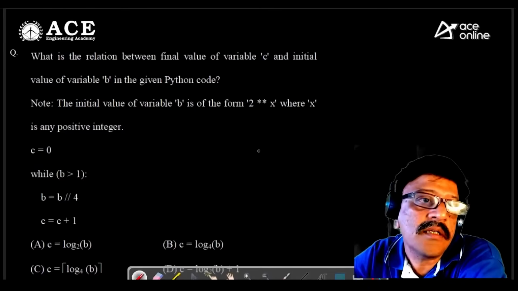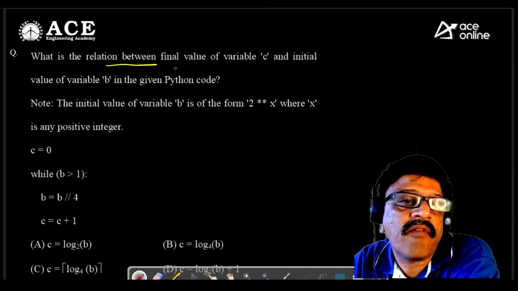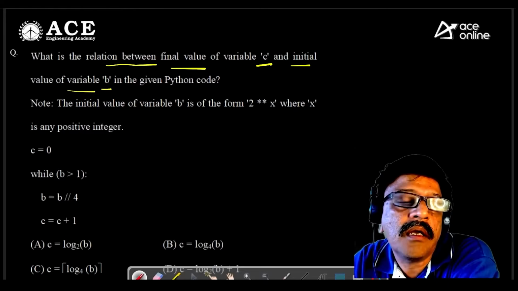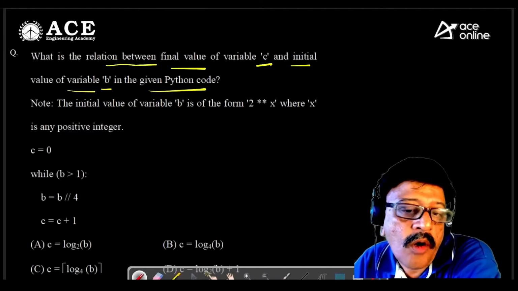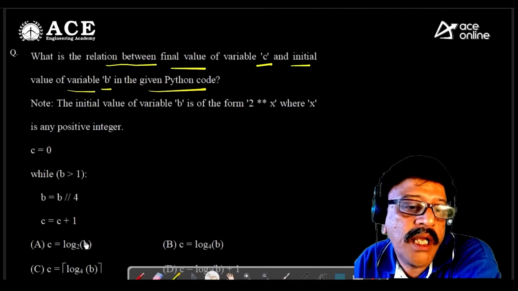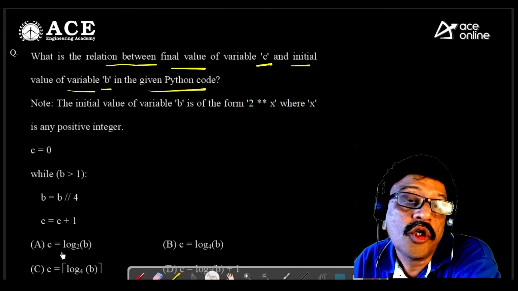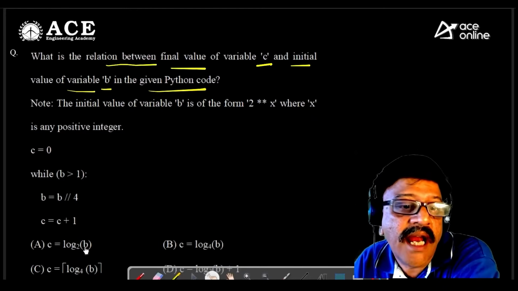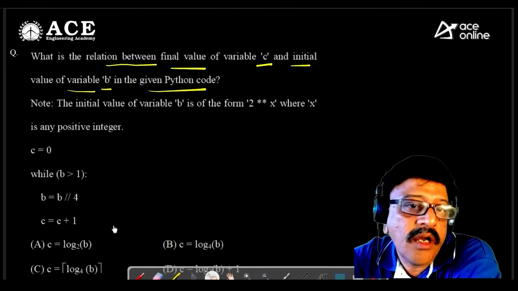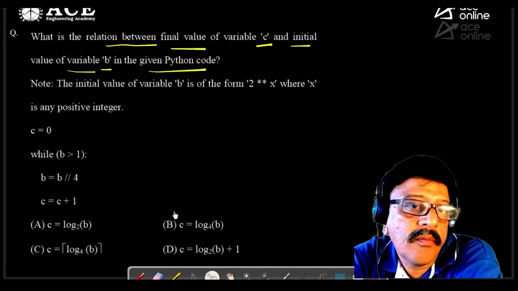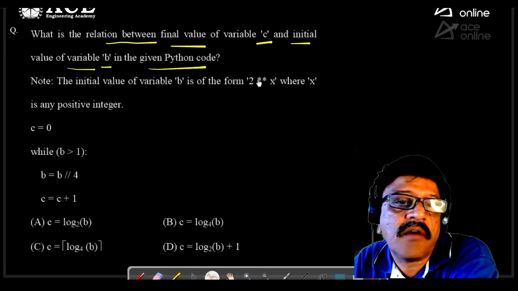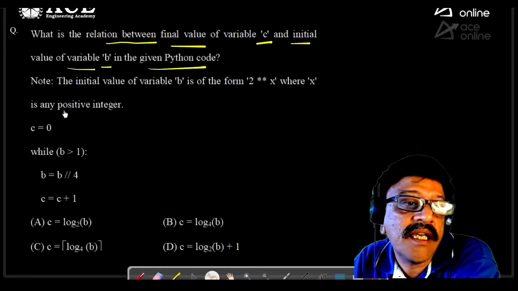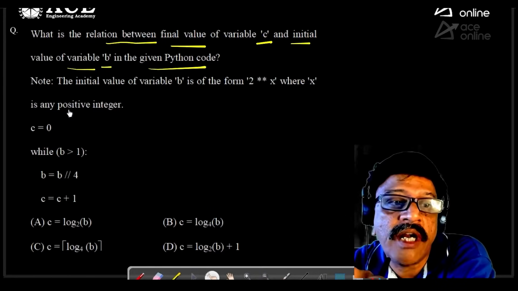Okay. Next question is, what is the relation between the final value of variable C and the initial value of variable B in the given Python code? So you can see in the options, C is equal to log of b to the base 2. So they are asking the relation between C and B, and I think all the options include log. Now, it is also given the initial value of B is in the form 2 raised to x, where x is any positive integer. That is also made very clear.